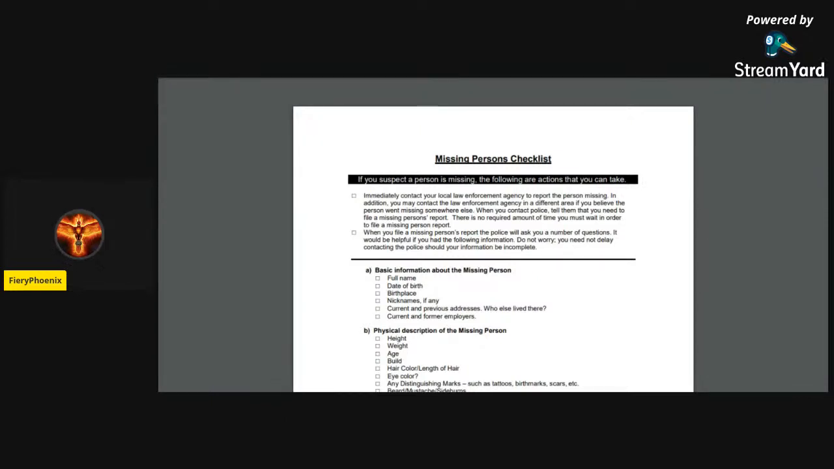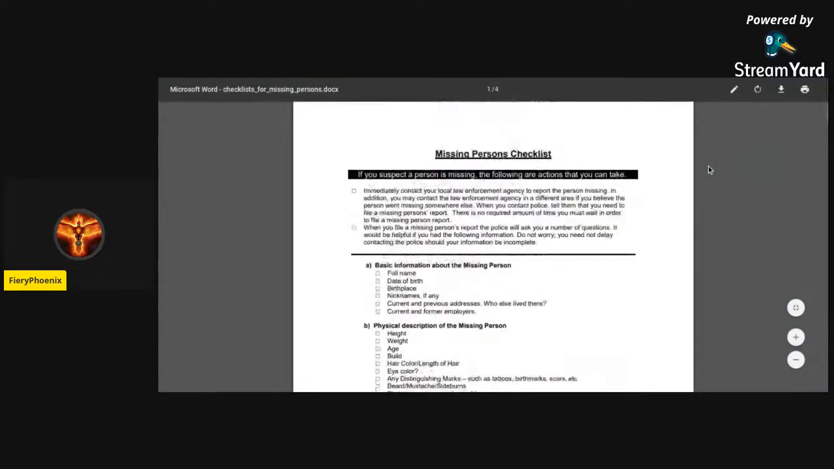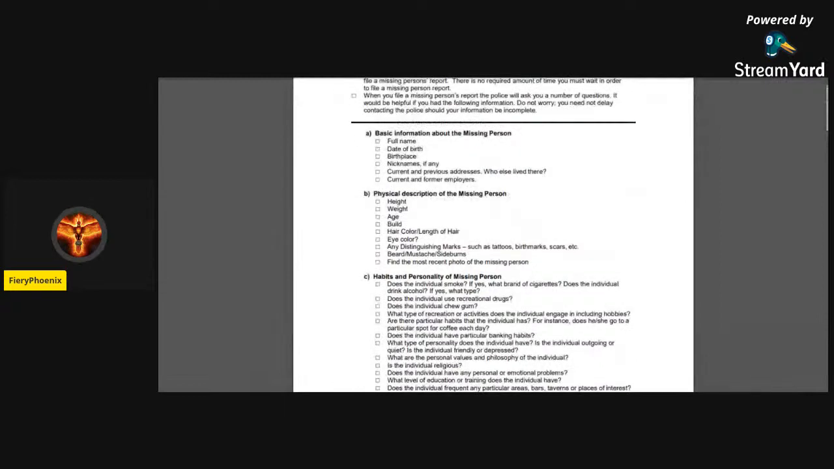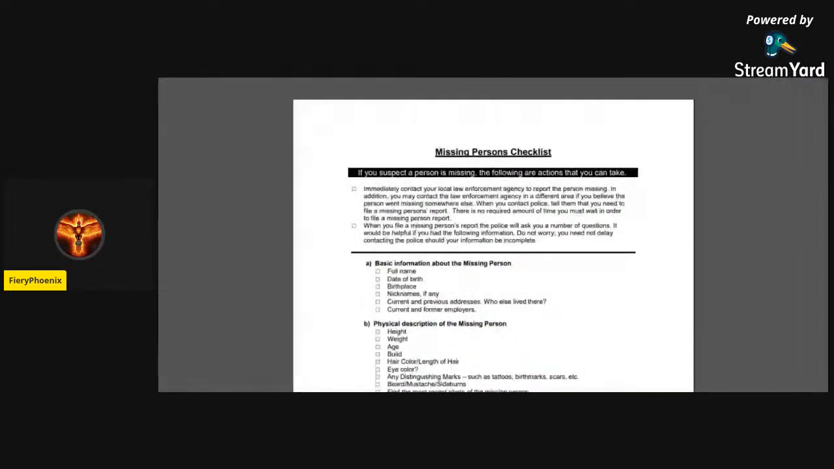There's no required amount of time you must wait in order to file a missing persons report. See, I've always thought you had to wait, what, 24 hours? Yeah. When you file a missing persons report, the police will ask you a number of questions. It would be helpful if you had the following information.